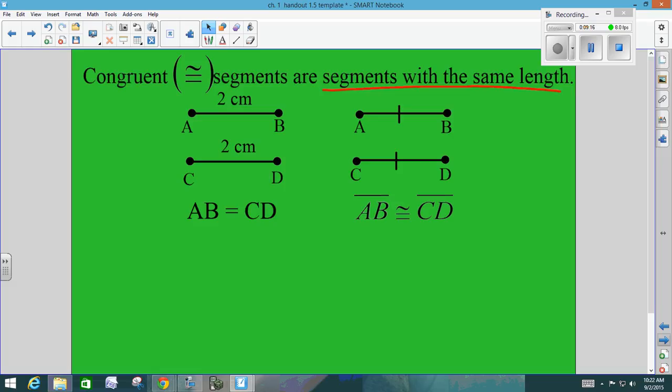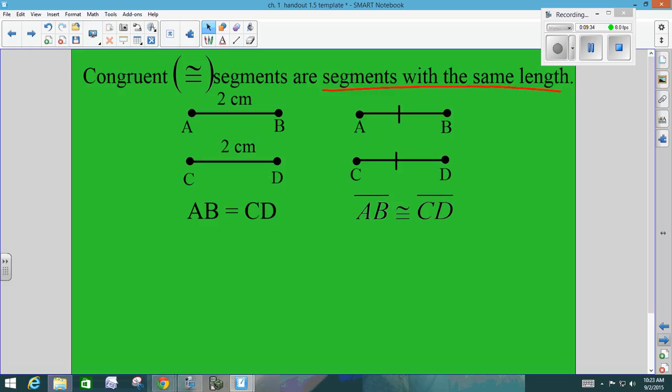To be congruent means to be exactly the same. If you have congruent segments, they're the same length. If you have congruent squares, they're exactly the same size. Same shape, same size. Okay? Congruent angles will be the same measure.